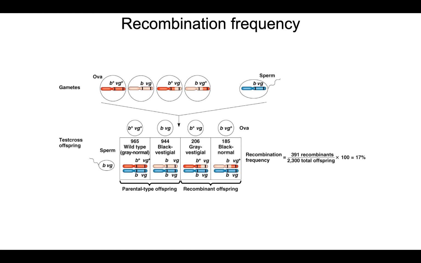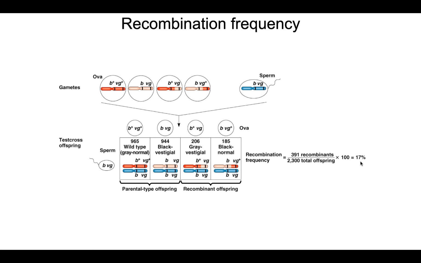How do we determine recombination frequency? Well, you do the cross like we showed, that test cross. And you count up the total number of offspring. So 965, 944, 206, 185. That's going to be your denominator. Then you identify the recombinant offspring, the offspring that have a recombination of the two parental phenotypes. And you add those up, 206 plus 185. And that is your numerator. So you do the division, multiply by 100, and that gives you the recombination frequency.